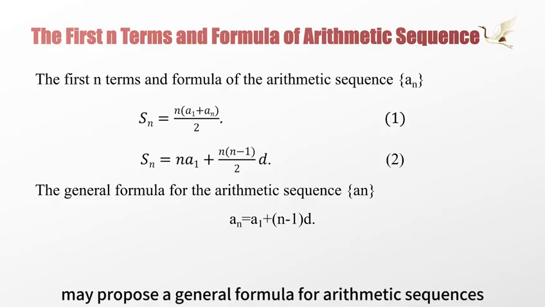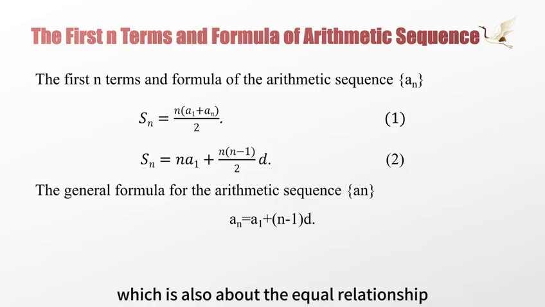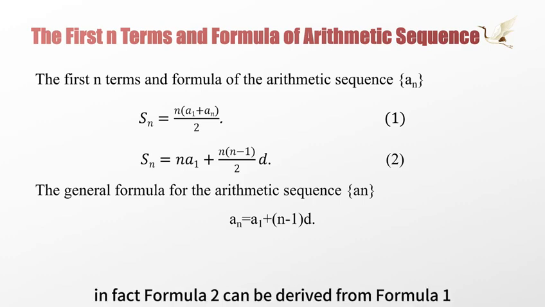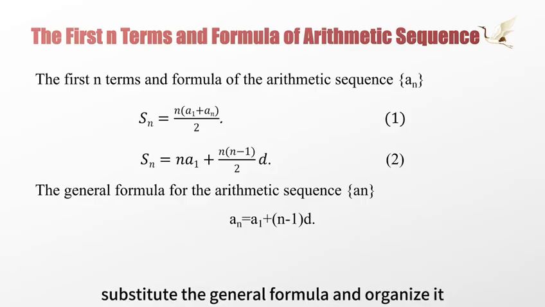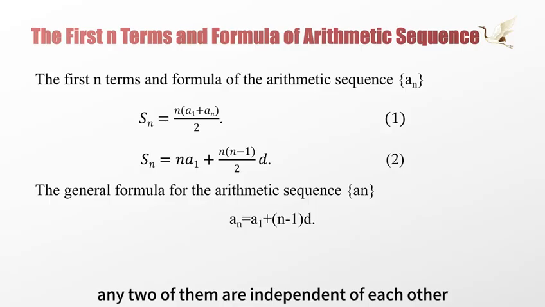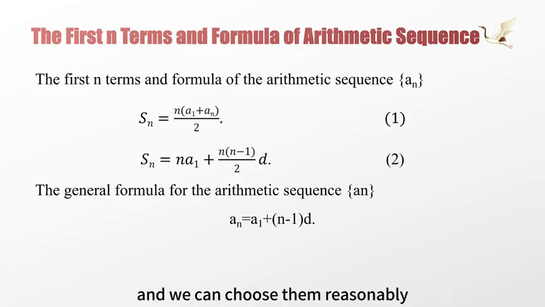two. Some people may point out that the general term formula for arithmetic sequences also expresses a relationship among these quantities. Can three formulas solve for three unknowns? In fact, Formula 2 can be derived from Formula 1. Substitute the general term formula and organize it. So these three equations are not independent of each other. Any two of them are independent, and we can choose them reasonably according to specific conditions.